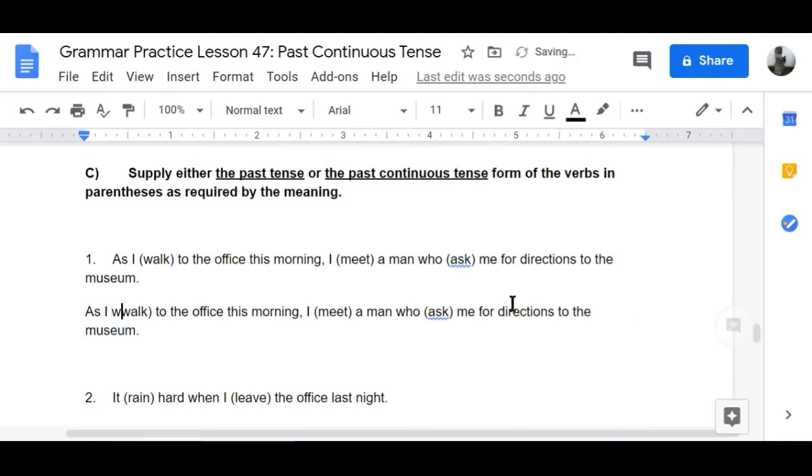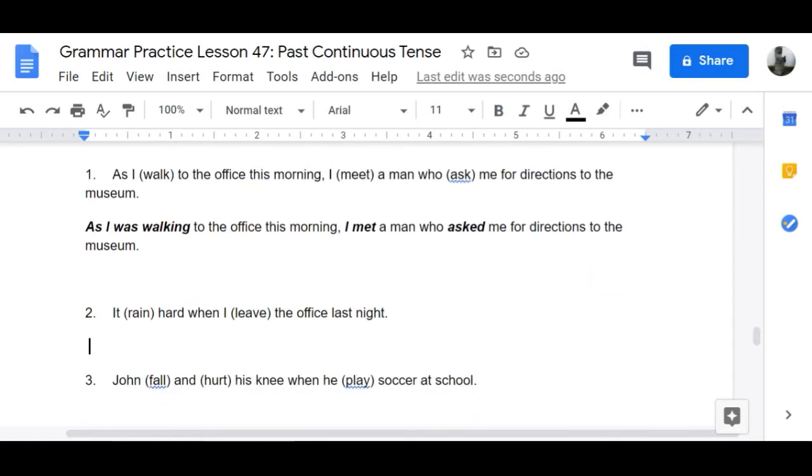As I was walking, guys, as I was walking to the office, okay, that was the first thing that was happening. As I was walking to the office this morning, I met, okay, past tense, I met a man who asked me what? For directions to the museum. So guys, let's see it again. This one is very long. As I was walking to the office this morning, I met a man who asked me for directions to the museum. That was all.